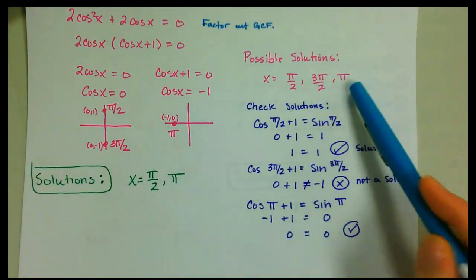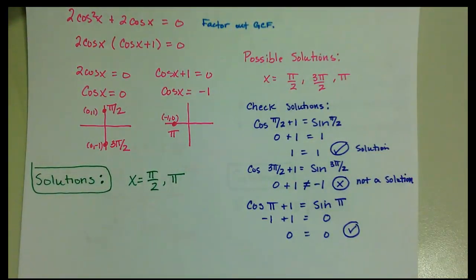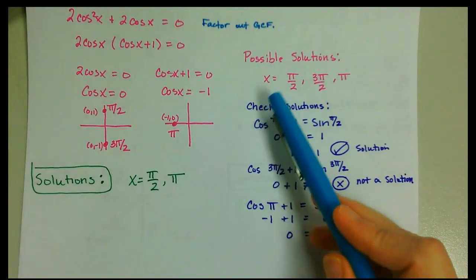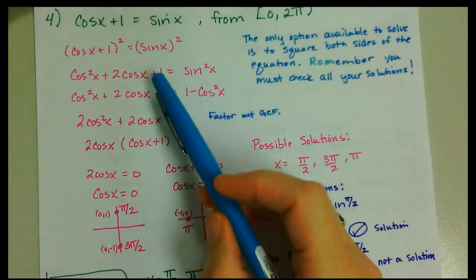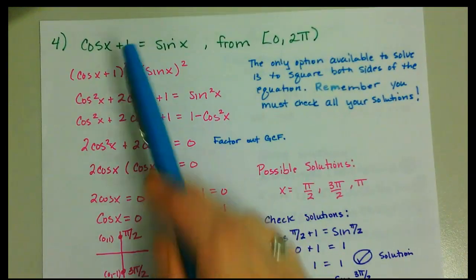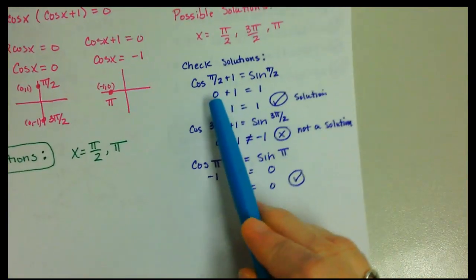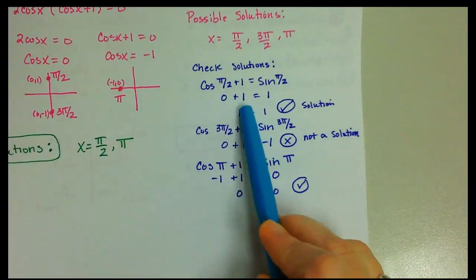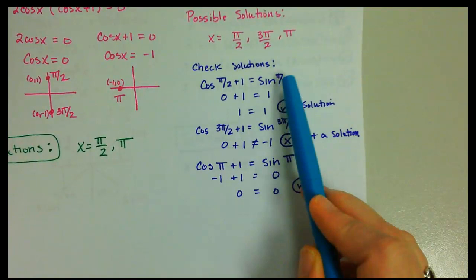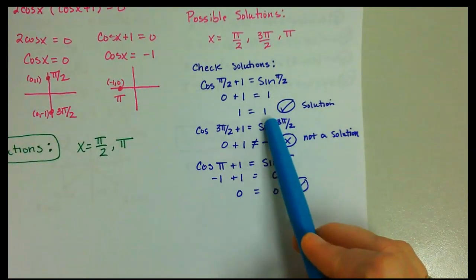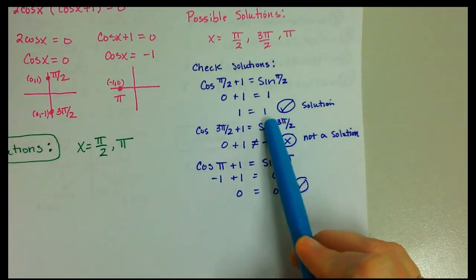So we have 3 possible answers. These 3 are our possible answers. We need to check them to find out. So the first one was pi over 2. I go back to my original equation right here, and I'm looking to see which one is going to work. So I have cosine of pi over 2 is 0 plus 1 is 1, and sine of pi over 2 is 1, so that checks.